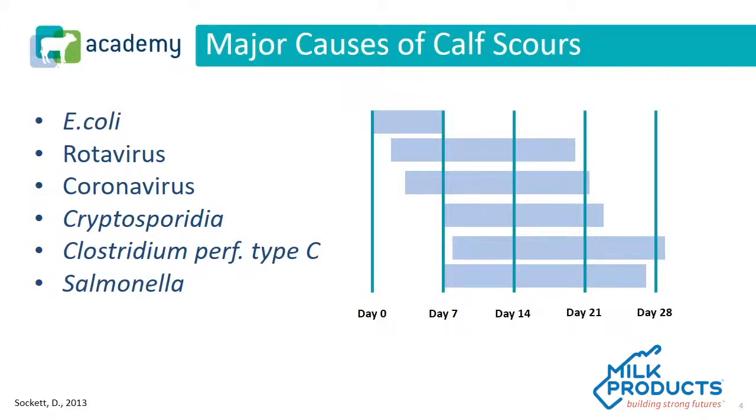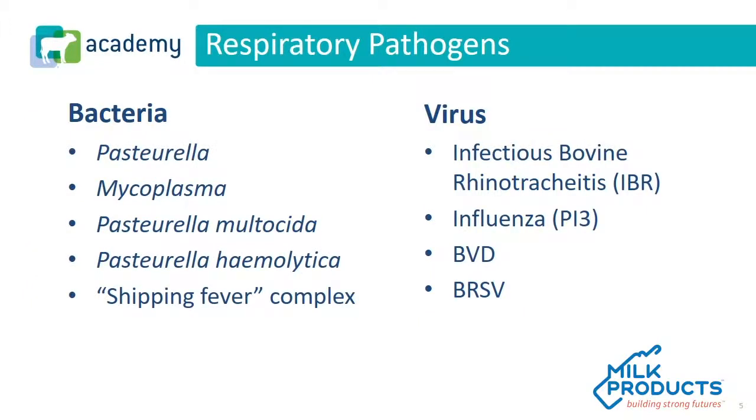In the case of scours, if the calf gets scours between day 0 and day 7, that is often due to E. coli, rotavirus, or coronavirus. Later in the calf's life, the onset of scours is indicative of coronavirus, cryptosporidia, Clostridium perfringens type C, or Salmonella. Respiratory pathogens which cause disease in calves in the bacteria category are Pasteurella, Mycoplasma, Pasteurella multocida, Pasteurella hemolytica, or the shipping fever complex.